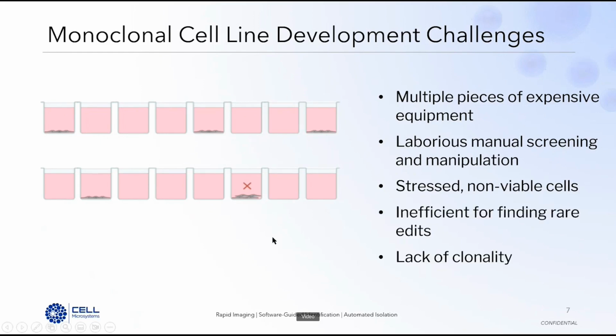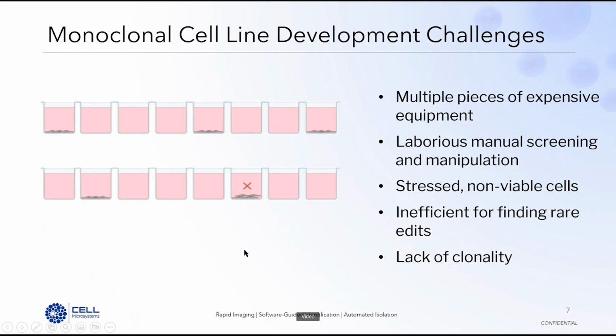In addition, this is an extremely inefficient process, particularly for finding rare edits or rare variants in your population, largely because your starting population is so low. If you're only starting from a handful of wells that have a single cell in the well, the odds that you find that needle in a haystack go incrementally down.